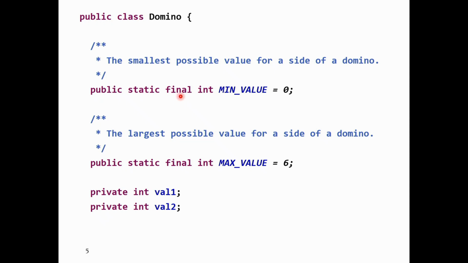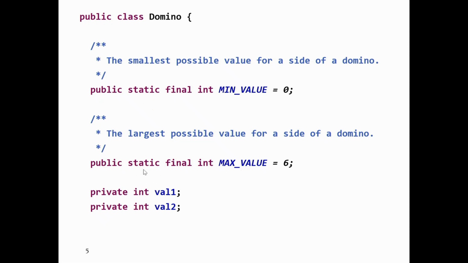Min value is a constant, which is why it's static and final. It's never going to change. The minimum number of pips for a domino is always 0. So you don't need a copy of this field for every domino object. One will do. If you make it static, it now belongs to the domino class. The same thing is true for max value. The maximum value for every domino is 6. It doesn't make sense to have this variable in every domino object. One instance will do. I can put that in the domino class. And that's why min value is static, and that's why max value is static.